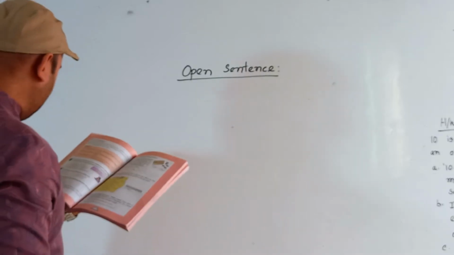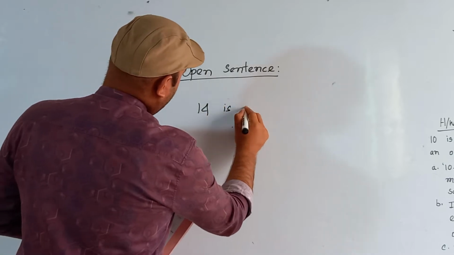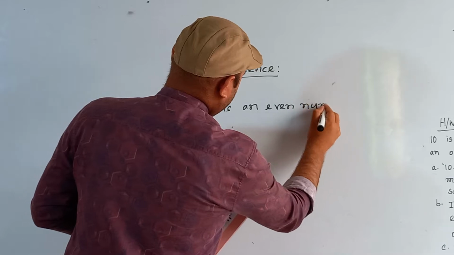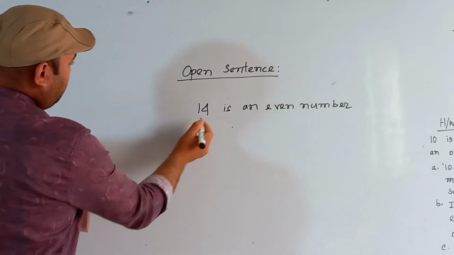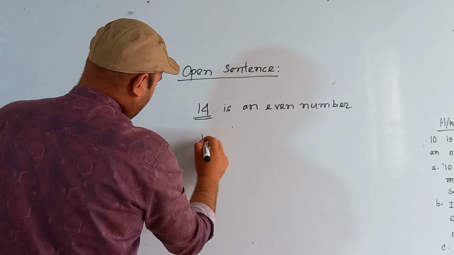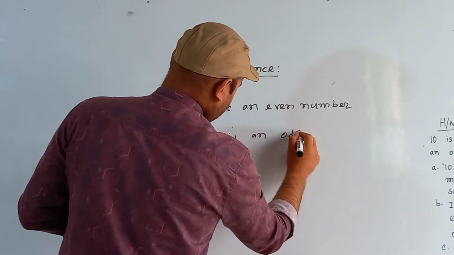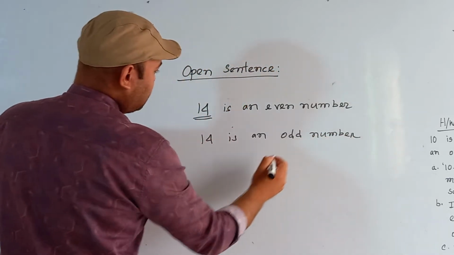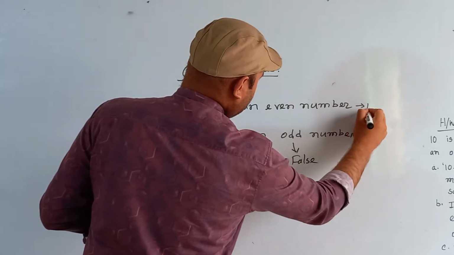open sentence. Look here, if I write here 14 is an even number, this is true. But again, if I write here 14 is an odd number, this is false.